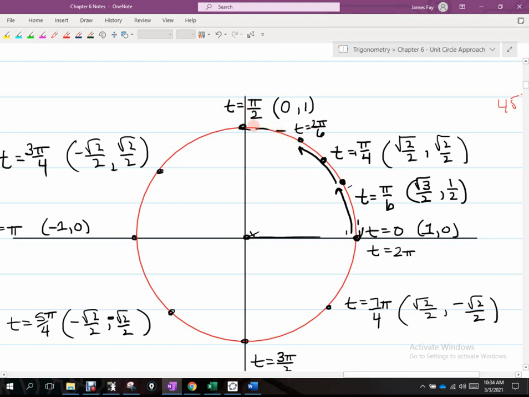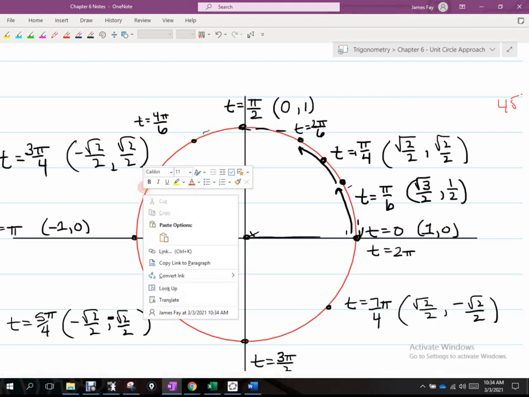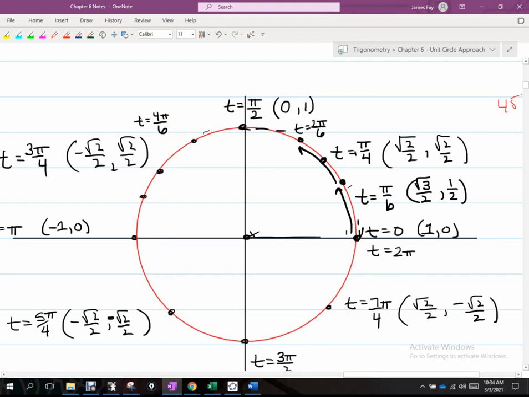Add another pi over 6. Gets me to 3 pi over 6, right? Add another pi over 6. And you get a t value here. 3 pi over 6 plus pi over 6 is 4 pi over 6. Okay? Add another one. 5 pi over 6. Add another one. 6 pi over 6, right? Which is pi.